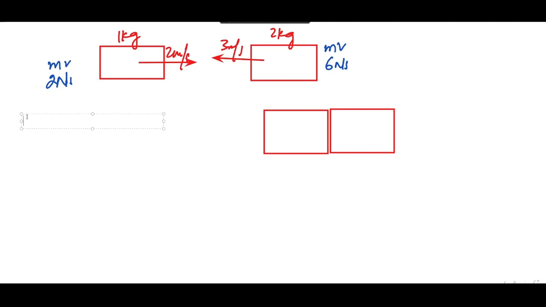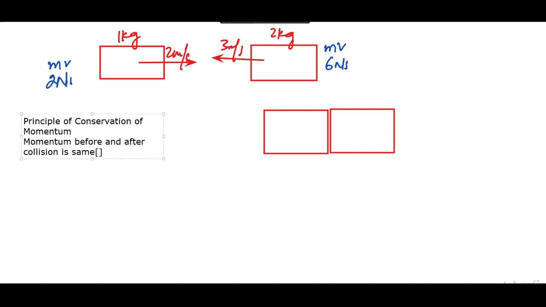For that, I will need the principle of conservation of momentum, that says that momentum before and after a collision is the same, or the better word, is conserved. So whatever momentum it had before the collision, it will have the same amount of momentum after the collision.